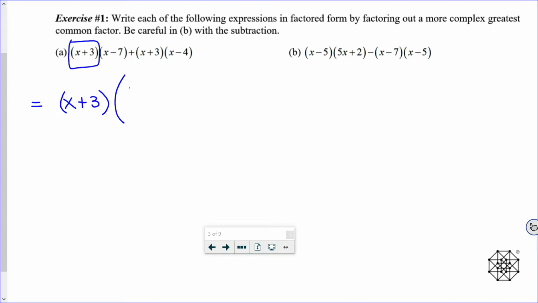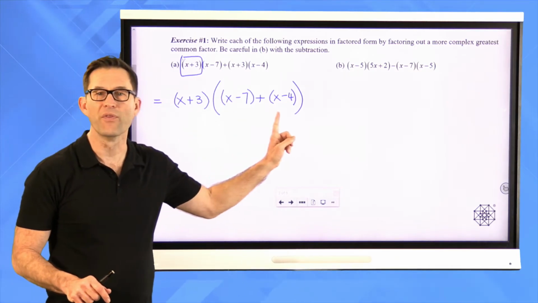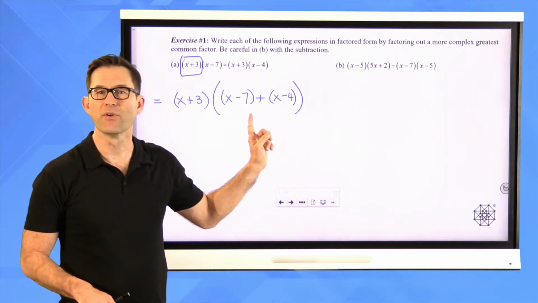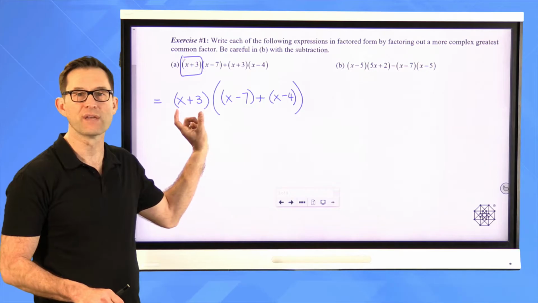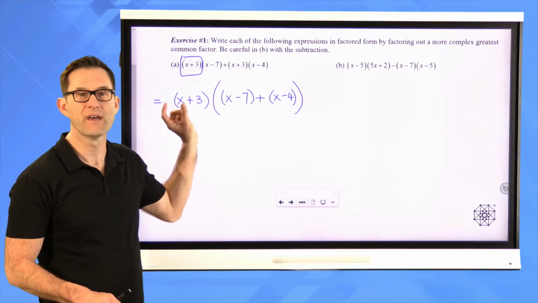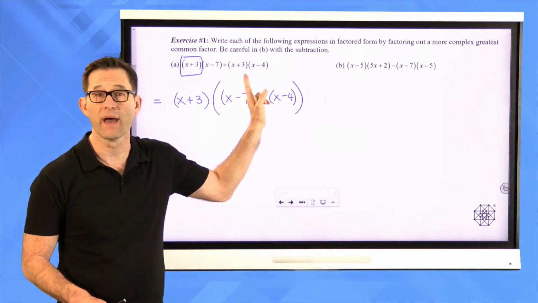And when I do that, inside of the parentheses, when I reverse my distributive property, I have x minus 7 plus x minus 4. And again, just think about this for a moment. If I were to start with this, if I gave you this and I said, show me the first step if you multiplied this all out, I would hope that you would say, well, I'll multiply x plus 3 times x minus 7, then I'd do plus x plus 3 times x minus 4, which would be exactly what we have here.